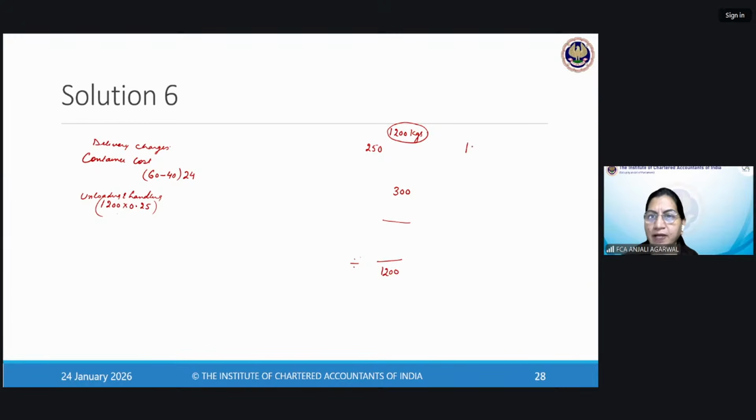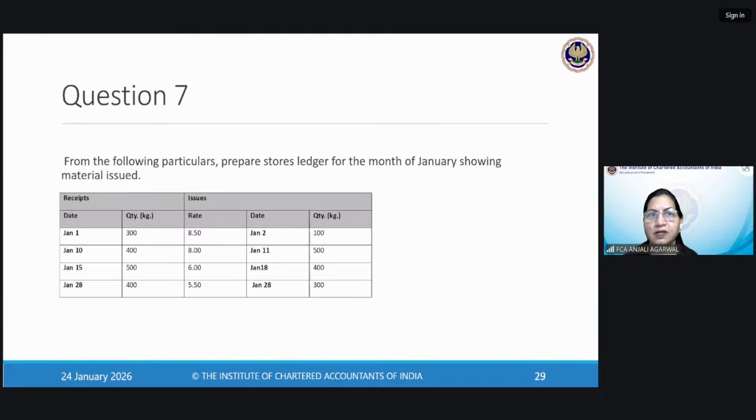If I buy 1000 kgs of raw material, and if I am told that there would be 2% normal loss, whatever the total cost comes out to be, I will divide it by 980 kgs to find the effective cost of raw material per kg. So this is how you calculate the receipts. We'll take up one more question from the illustration exam, your ICAI material, and we'll discuss how you calculate the receipts. And this is about pricing of issues.